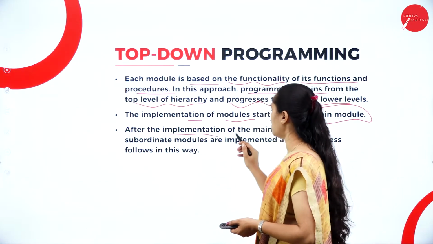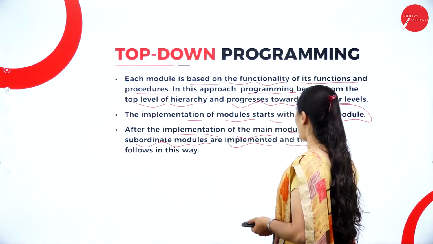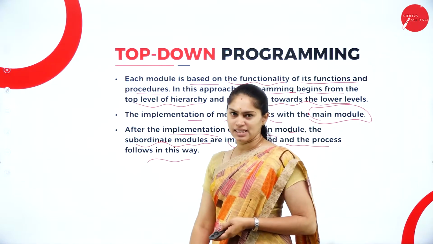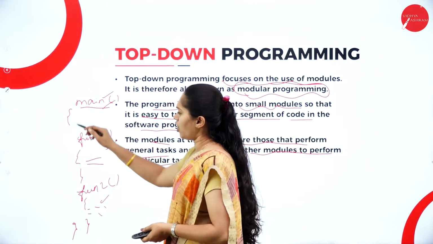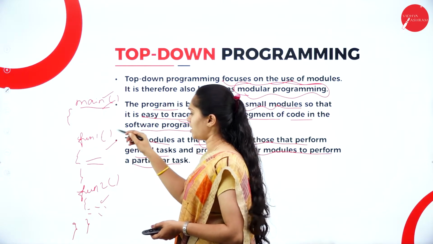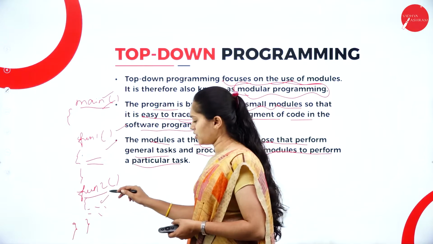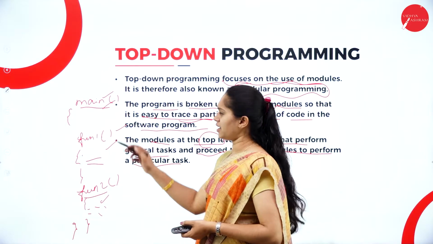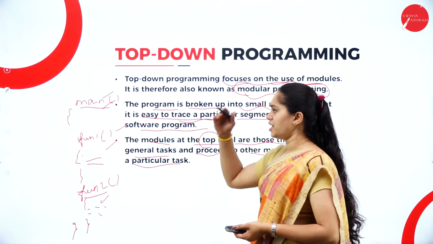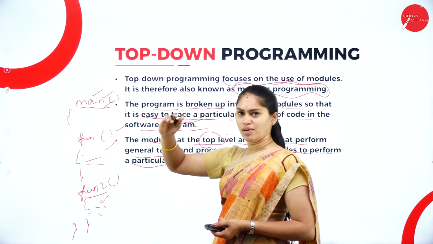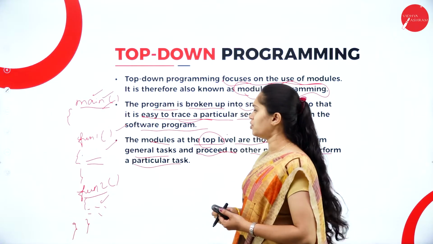Also, after the implementation of the main module, the subordinate modules are implemented and the progress follows in this way. So here the main function will be implemented first. After that it will come to function 1 and perform its own task. Once that is over, it will come to function 2 like this. And at last we are going to close the main function. So it comes with the first level, then the subordinate levels follow in the further levels.